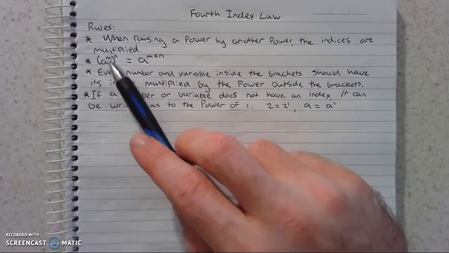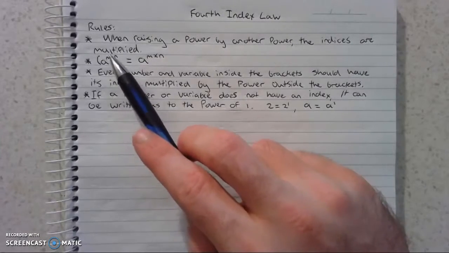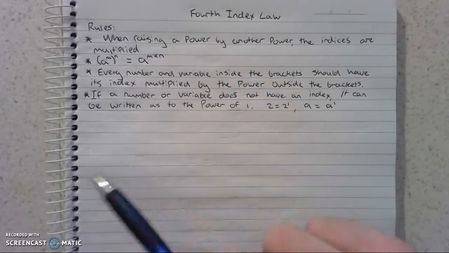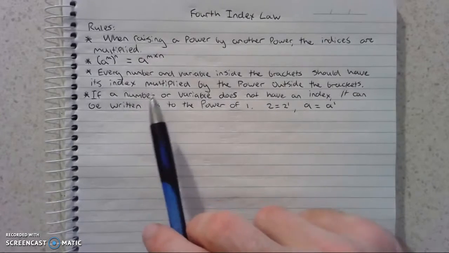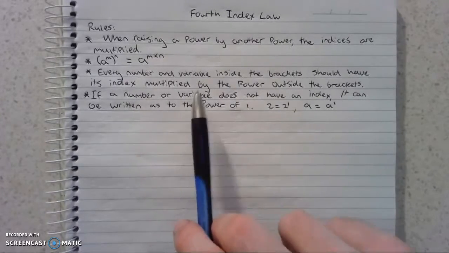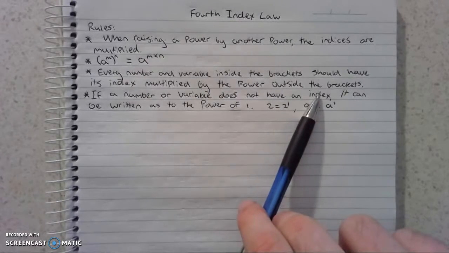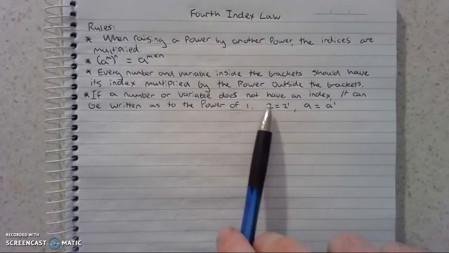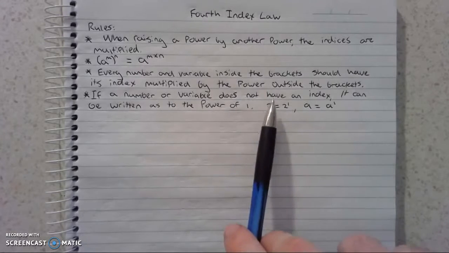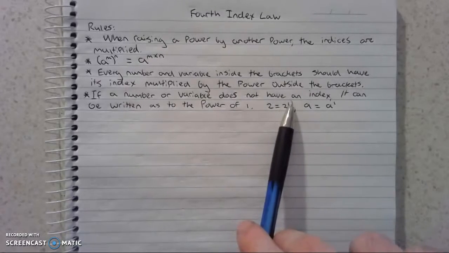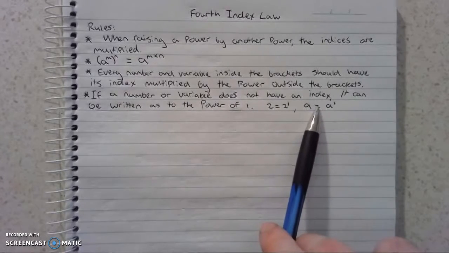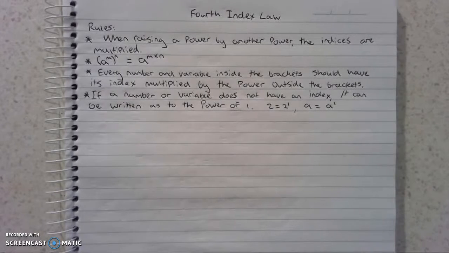But there are other situations where there's multiple things in the bracket. Everything in here will be multiplied by everything out here. Now, if you're doing a question and you stumble upon any number or variable that does not have an index, it can be written as whatever that was to the power of 1. So if you see a normal number, it can be 2, 5, 11, anything, that can be written as that number to the power of 1. And any variable, any letter, can be written as that letter to the power of 1. Let's do a couple of examples just to show you what this means.